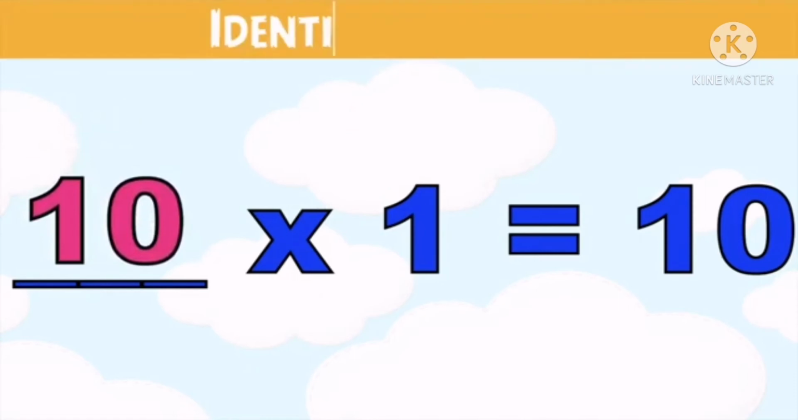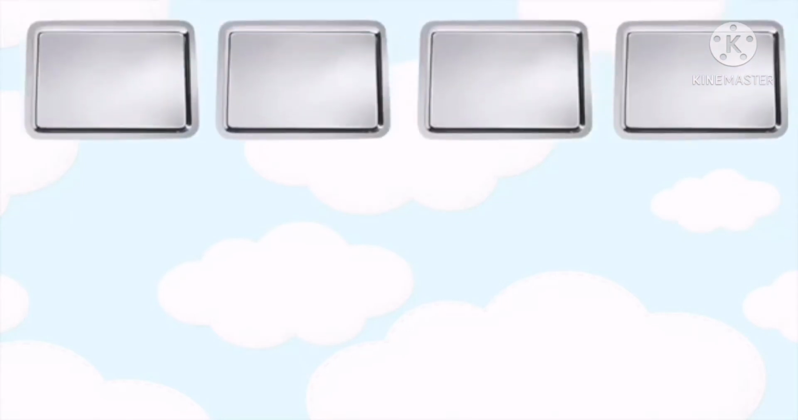Great job! That is 10. This is because of the identity property of multiplication. Take a look at this tray reserved for cookies. Suppose that at the moment you did not bake any cookies yet. So how many cookies do you have?